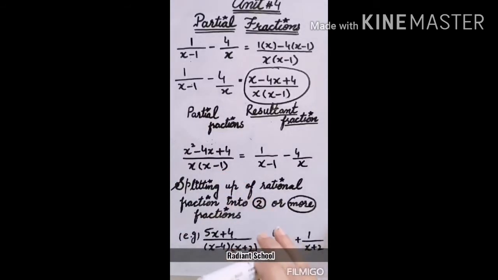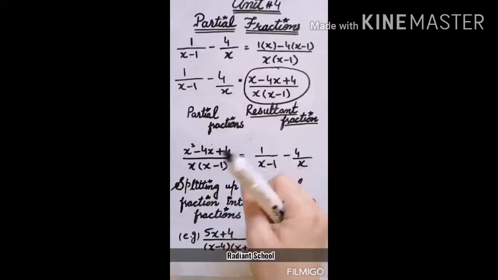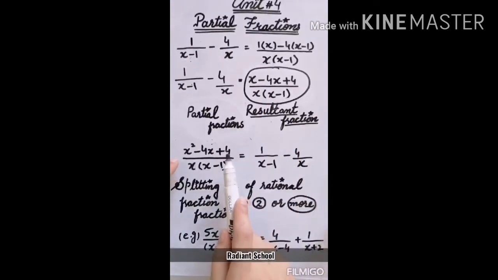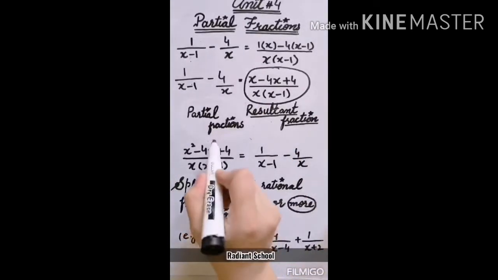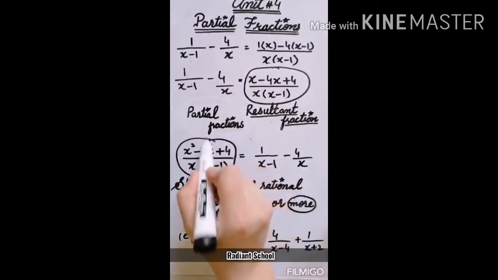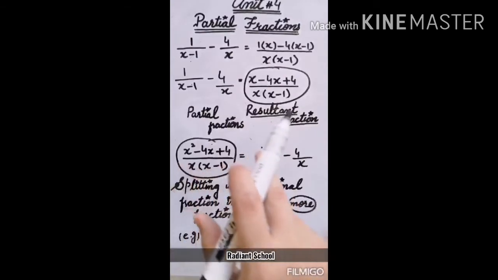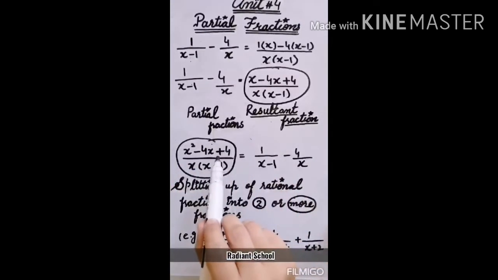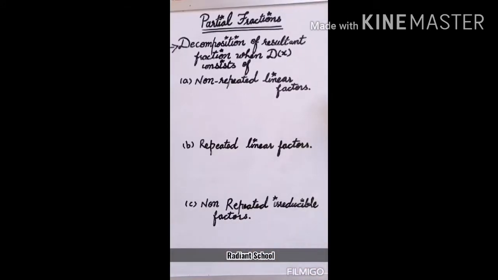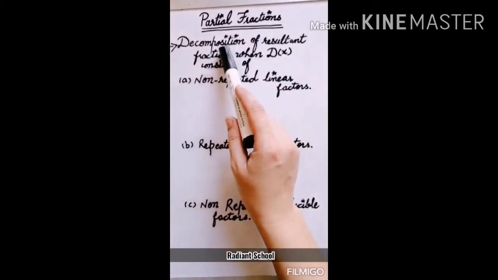For example, in simplest words, I explain to you. Suppose that you have this resultant fraction. I have given you this resultant fraction and I have asked you to split this resultant fraction into two or more small rational fractions. So this process, this method to resolve, to divide, to split up. Okay students, as I have told, partial fraction is the splitting up of a rational fraction into two or more fractions. Splitting up means decomposition of the resultant fraction.